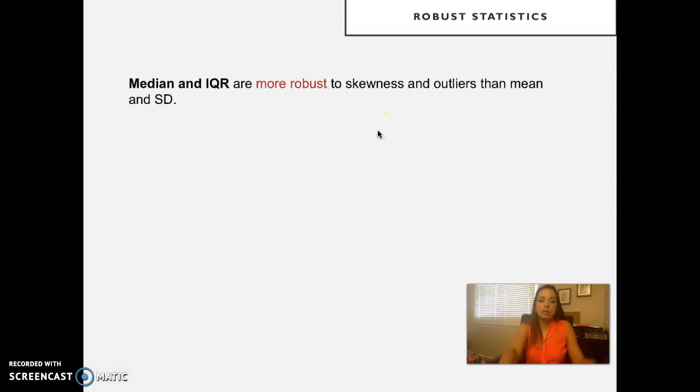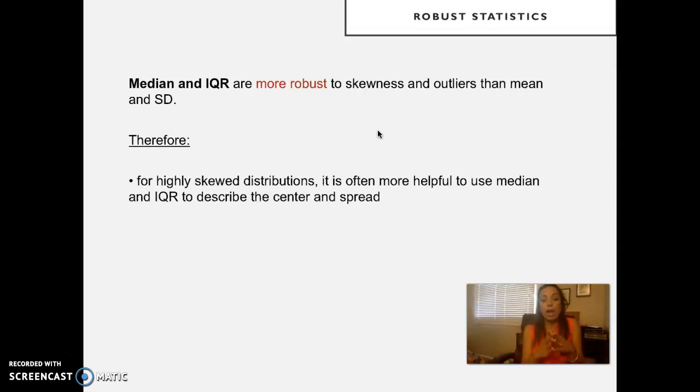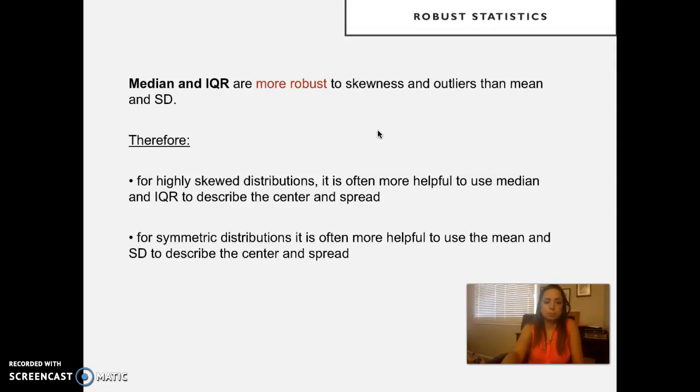So median, you already knew, but also interquartile range are more robust to skewness and outliers than mean and standard deviation. Therefore, for highly skewed distributions, it is often more helpful to use median and interquartile range to describe the center and the spread. For symmetric distributions, it is often more helpful to use the mean and the standard deviation to describe the center and the spread.